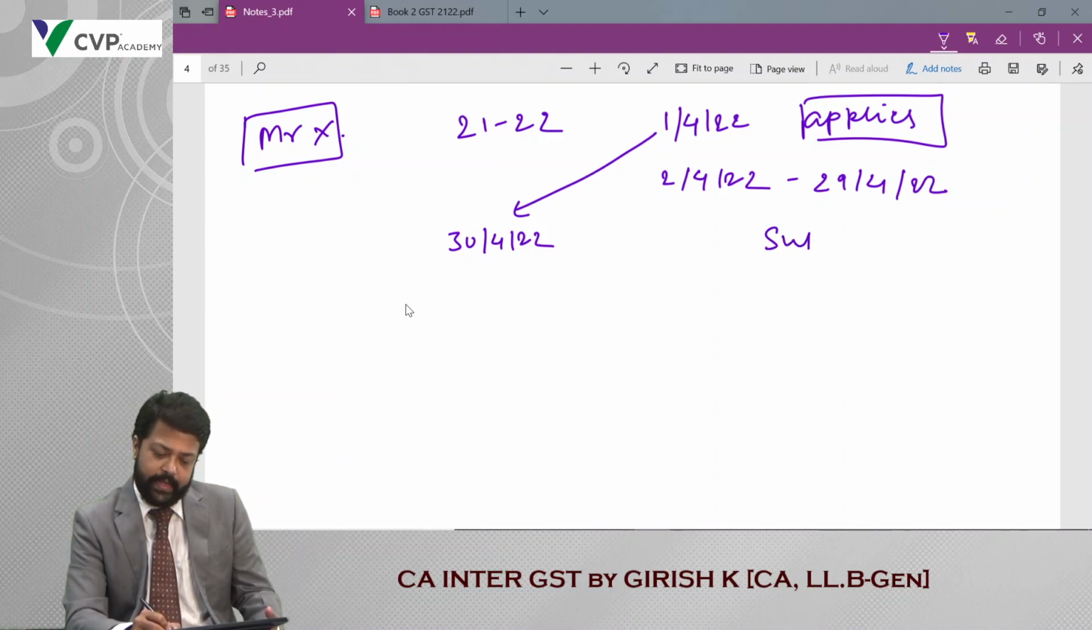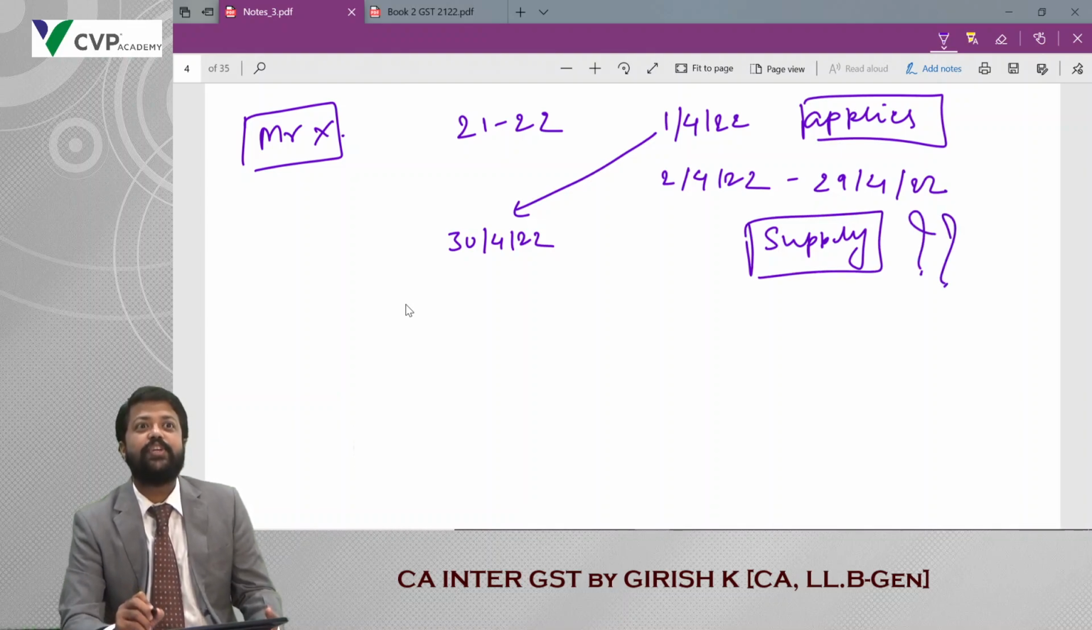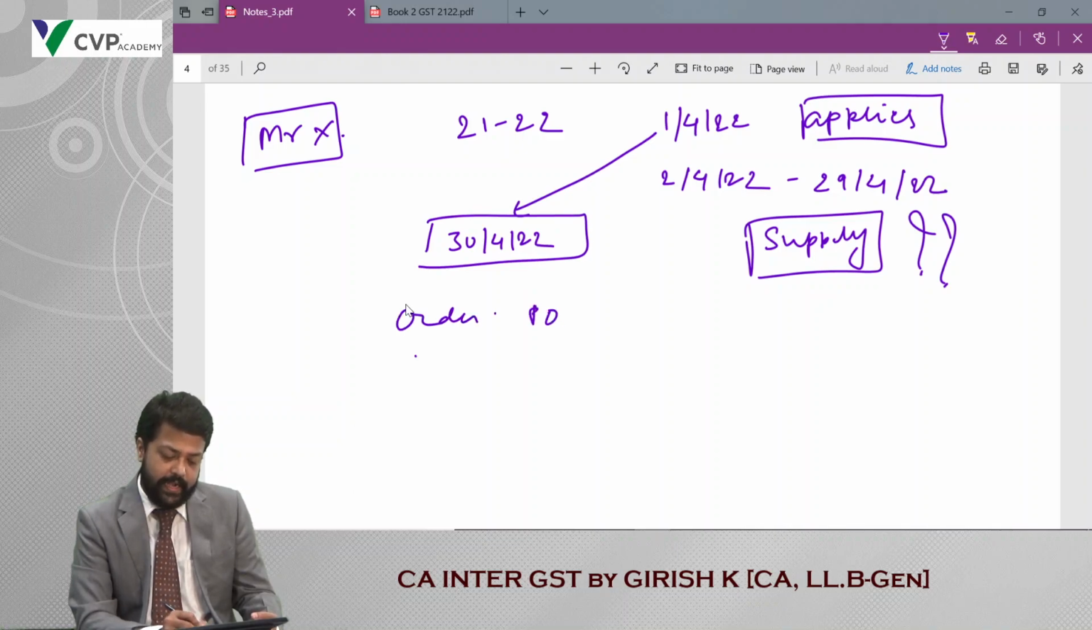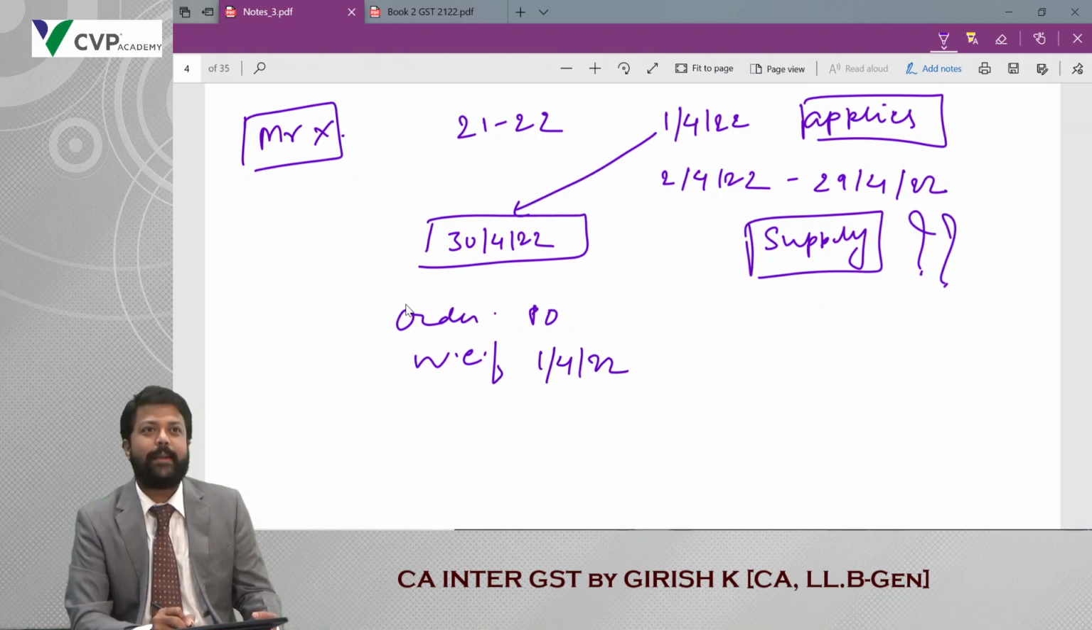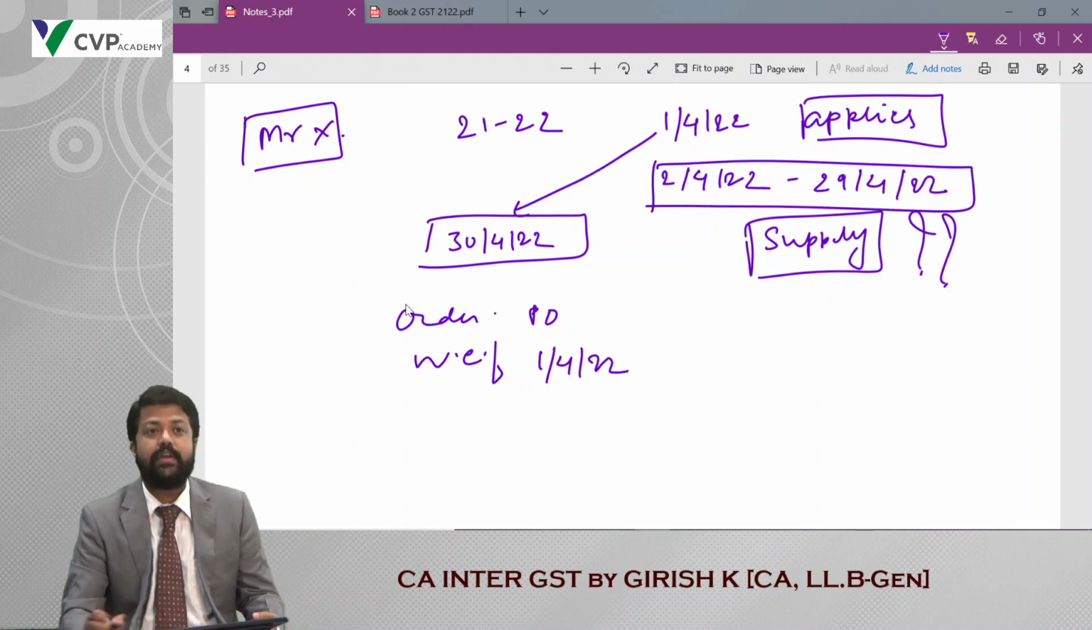So supply is happening. So his question is, should he issue a tax invoice? Should he recover the tax? Should he collect the tax and pay it to the government? Whether the customer will get valid input tax credit, because on 30th April 22 if the order is passed by the proper officer saying that it is effective from 1st April 22, that is the application date of cancellation of registration, then what happens to the supply which is done for this period?